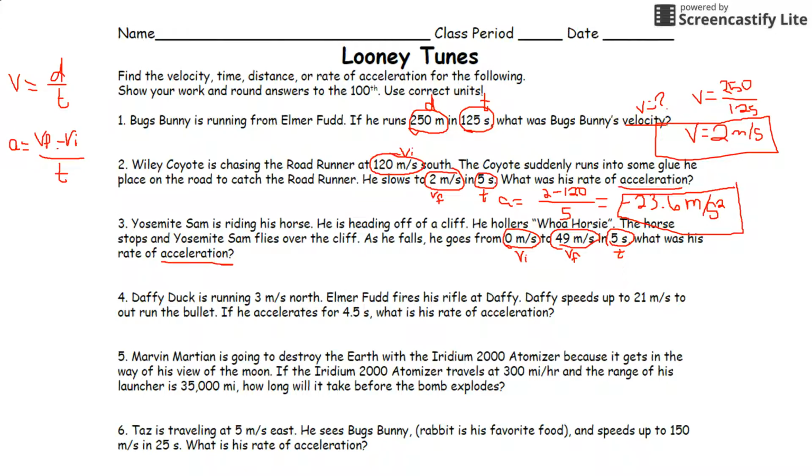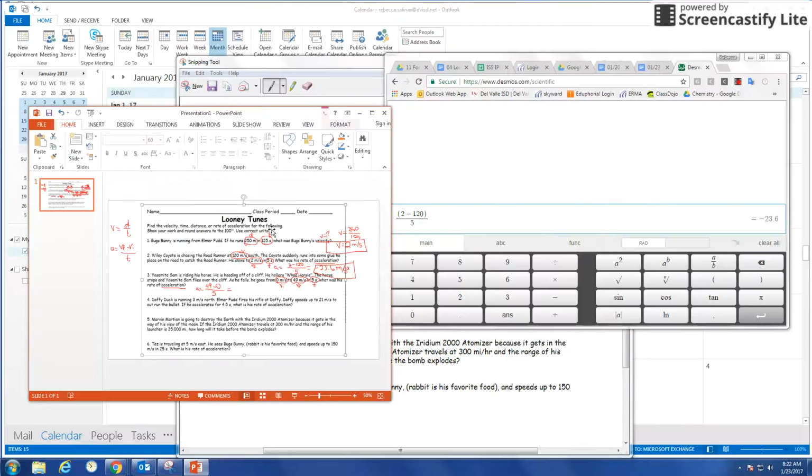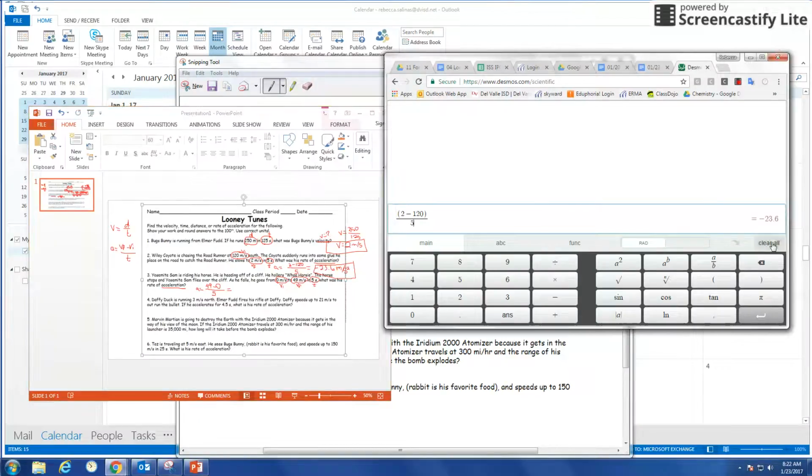Again, I'm going to use my acceleration formula. So acceleration equals the final, which is 49, minus the initial, which is 0, divided by time, which is 5. 49 minus 0 is just 49. So let me check in my calculator. 49 divided by 5. 9.8.